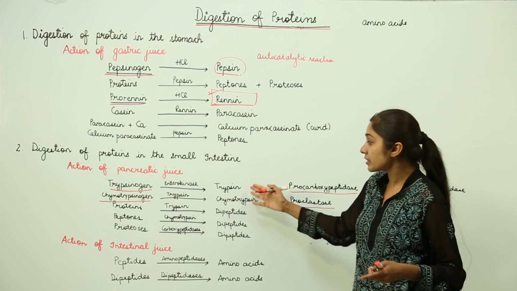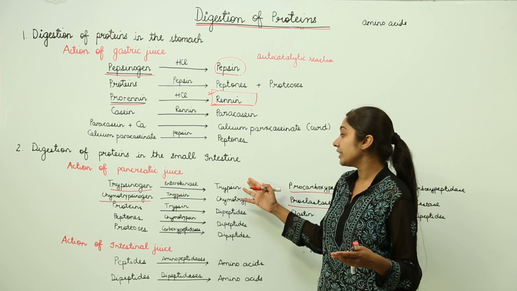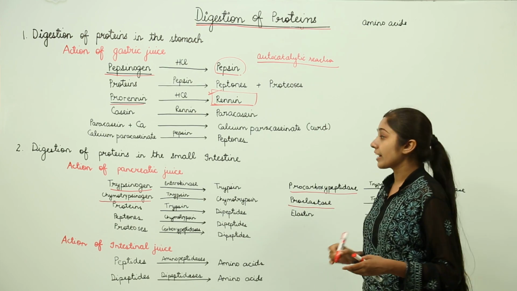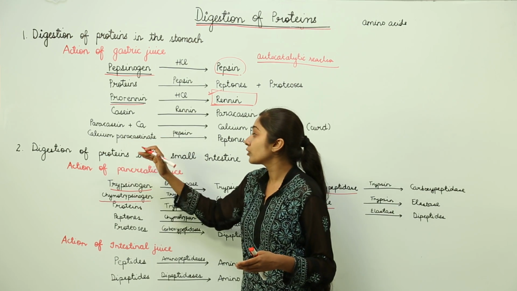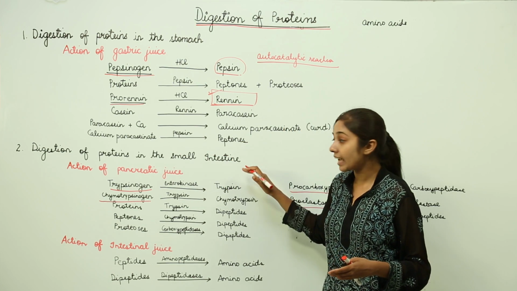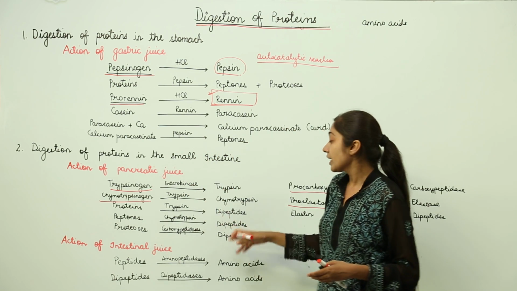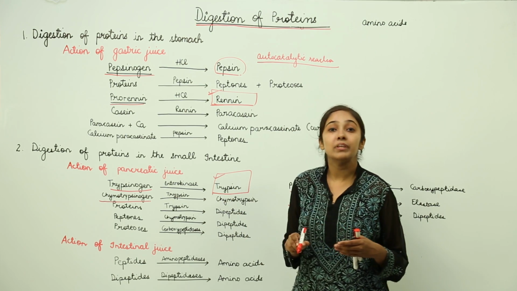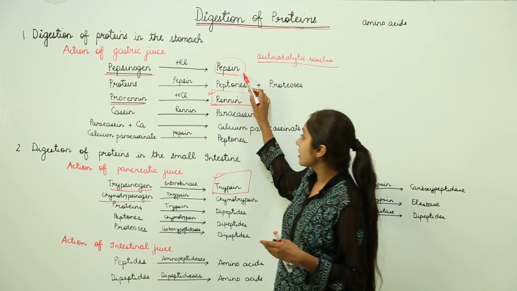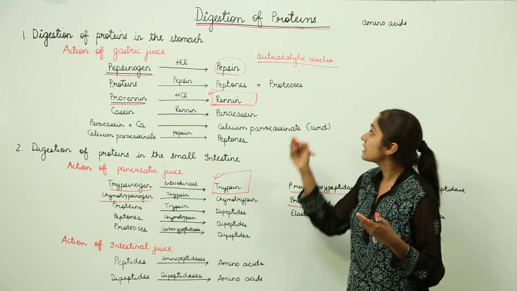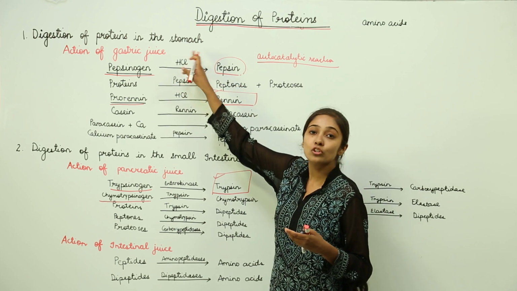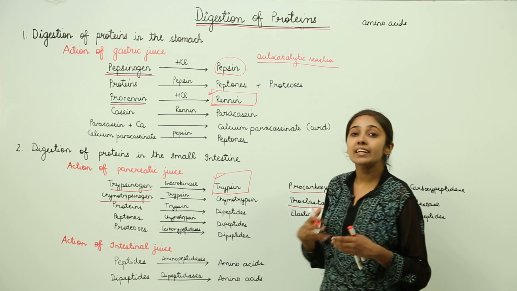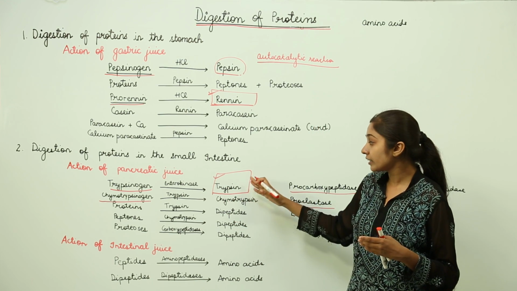Once this trypsin is activated, it can further lead to these conversions. That is why I talked about the autocatalytic reaction. So, this is how the digestion of proteins takes place in the small intestine, by the action of the pancreatic juice. Now, trypsin actually favors alkaline pH. Pepsin works under acidic pH, that is why we have written HCl, hydrochloric acid, which is there in the gastric juice. But in case of trypsin, we need an alkaline pH for its working.